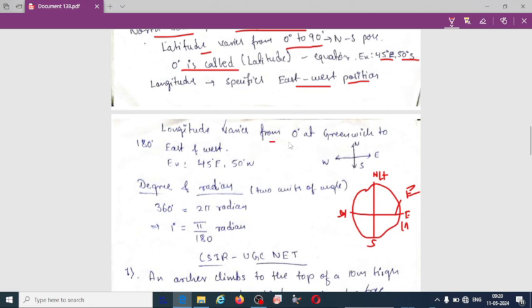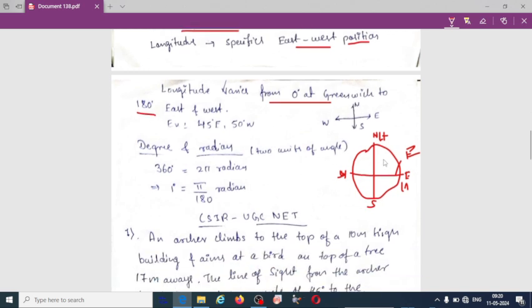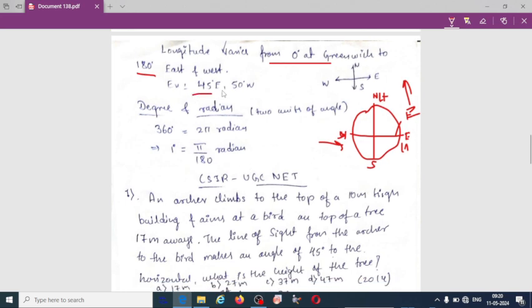So longitude varies from 0 at Greenwich to 180 degrees. Greenwich is the standard time we take. So longitudinal lines vary from 0 to 180 degrees, and latitudinal lines from 0 to 90 degrees. So you can write like this: 45 degree east, 50 degree west. So you can generally draw this north, east, west, south direction.